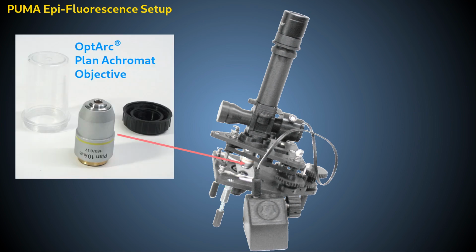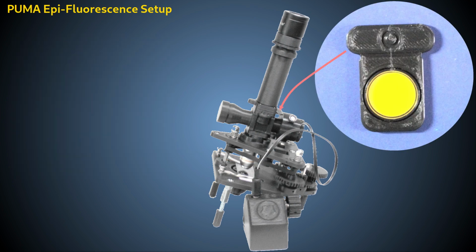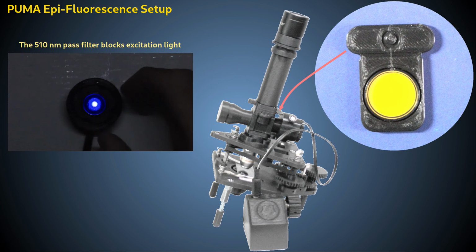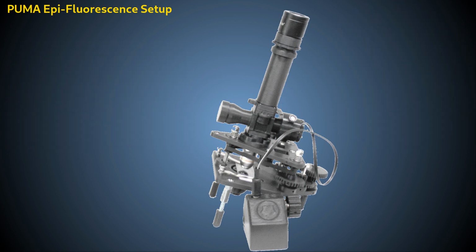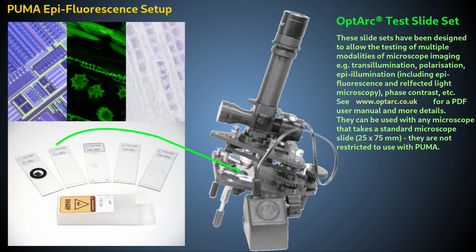For these tests, I'll be using the standard Optarc planachromat objectives, the same ones used for normal white light transillumination microscopy. Finally, we'll use this yellow 510 nanometer bandpass filter in the upper filter slot to block residual blue stimulating light that reflects up off the glass and specimen. Details of this filter are in the bill of materials on the PUMA GitHub site. The specimen I'll be using today is the fluorescence-stained section of plant tissue from the Optarc test slide set.